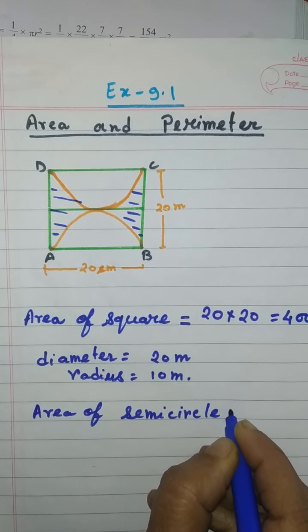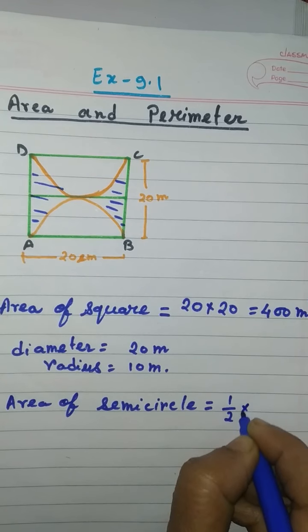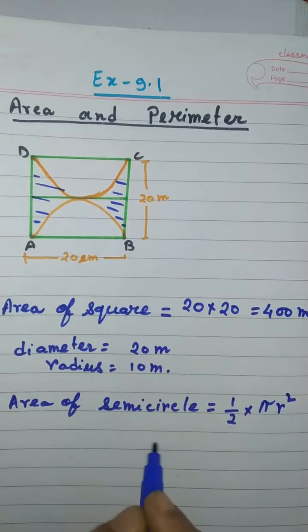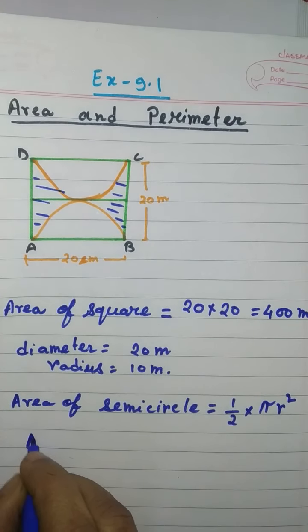What is the area of a full circle? Pi r square. Semicircle means half of the full circle, so half into pi r square. Since there are two semicircles, the total area of two semicircles is equal to one full circle.